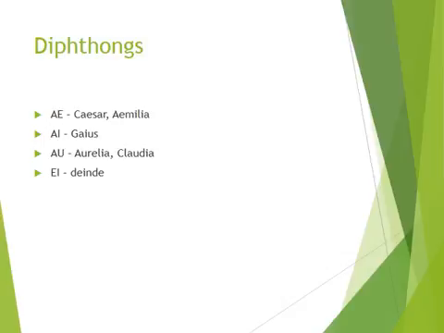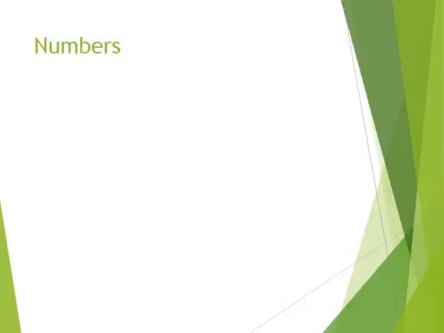EI, not always a diphthong, but most of the time, makes an A sound, so deinde. EU makes a U sound, so Eugippi. And OE makes an oi sound, like Oedipus. And OU, which is really more Greek, but I'm putting it up there anyway, makes an oo sound, like Ouranos. And actually, the Romans wouldn't use that one.